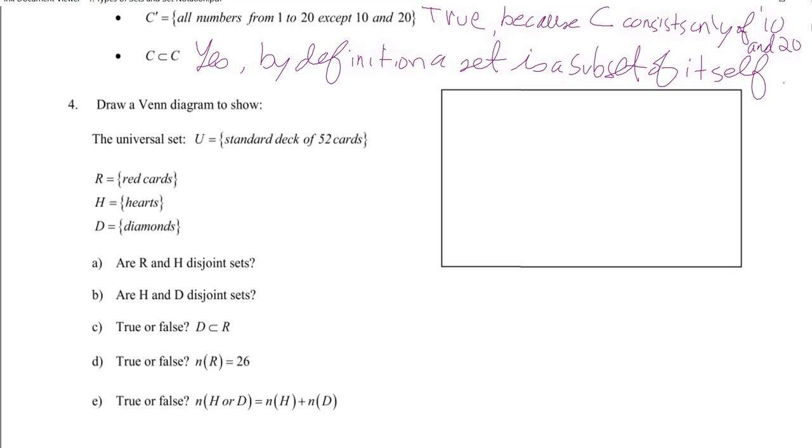Now, we're not dealing with any of that. Today we're going to look at red cards, hearts, and diamonds. Red cards are going to be all of the hearts and diamonds. Hearts are hearts, diamonds are diamonds. Are there any hearts which are also diamonds? Was there any card which is both a heart and a diamond? No. I know, right? That's laughable.